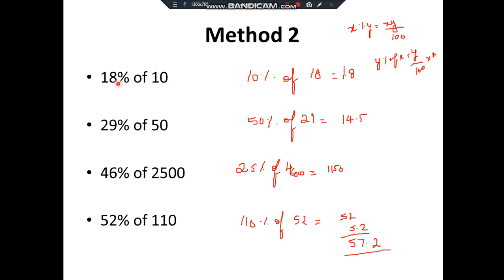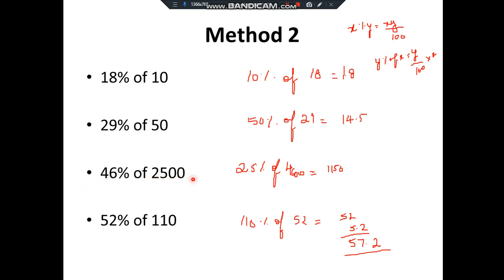See, 18% of 10 can be rewritten as 10% of 18. So we know 10% of 18 means just shift the decimal point, 1.8. Next question, see, 29% of 50. So 50% of 29, okay. So which is 29 divided by 2, which is 14.5, okay.